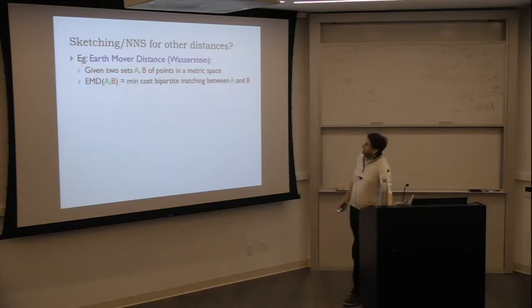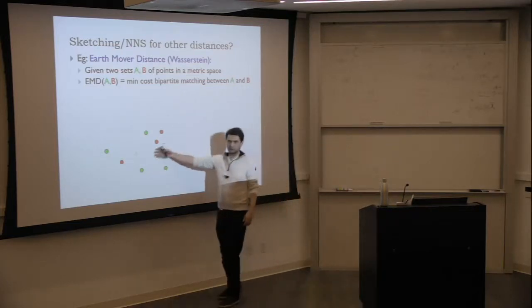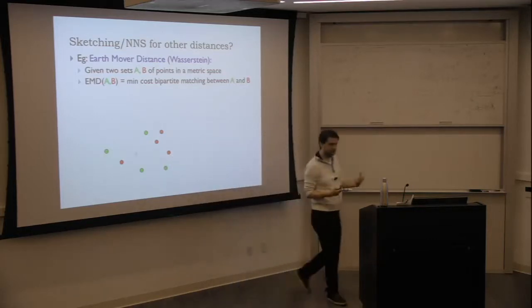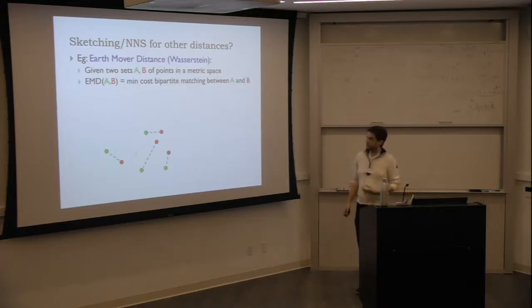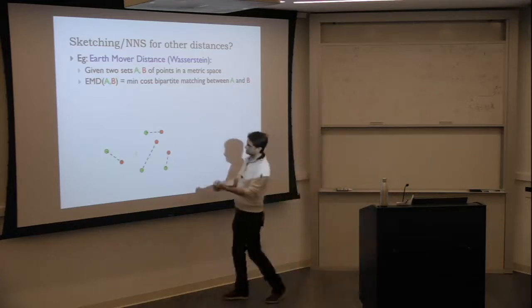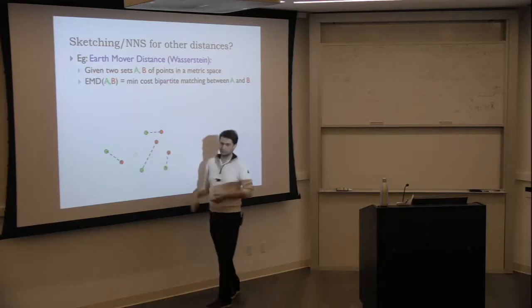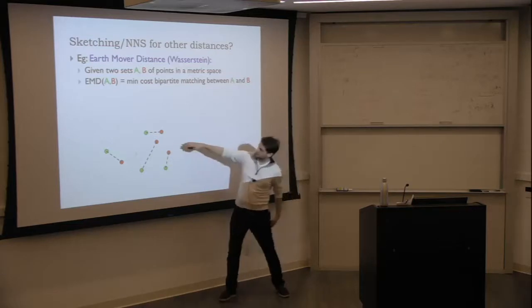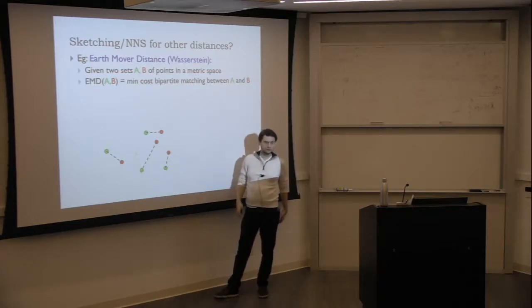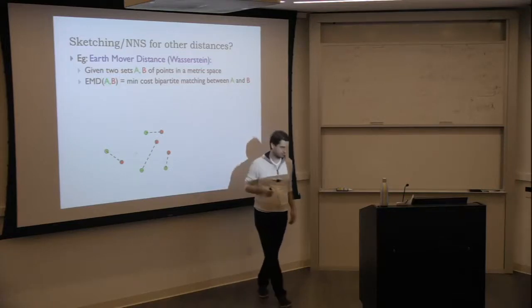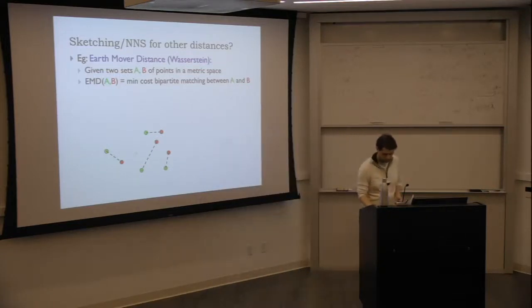Okay, and here is the formal definition. You're given two sets, A and B, of points in some metric space, and we'll just think about the plane, let's say. Okay, let's say green points and red points. We say the distance between these two sets of points is just the value of the minimum cost matching between red versus green. Okay, this is the minimum cost matching. The value of that is the Earth mover distance between these two sets of points.